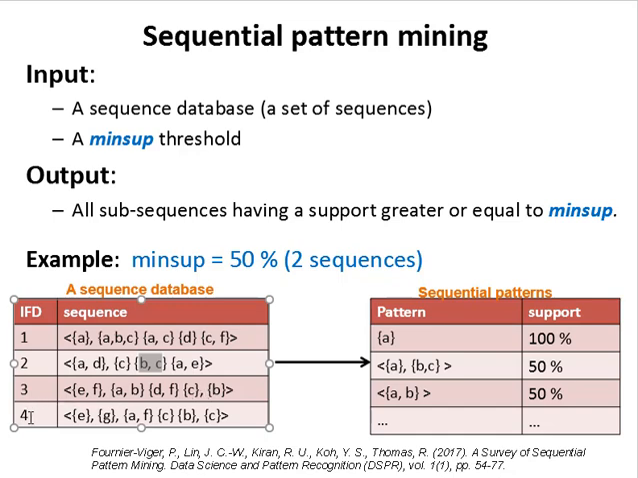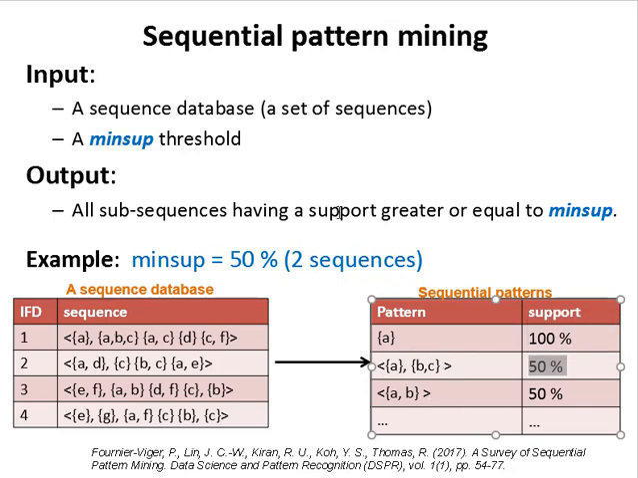And then in the fourth sequence, we have A, but we don't have B and C together at the same time. So the support of A followed by B and C together is 50%. That means it appears in 2 sequences out of 4 sequences in the database. So 2 divided by 4 is 50%, and so on.